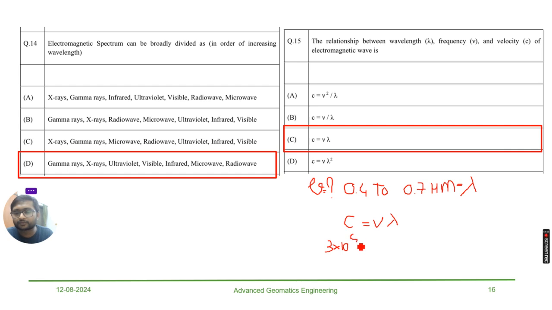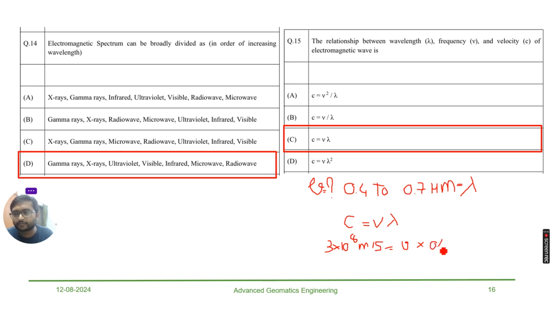So 3 into 10 to the power 8 meter per second. So you have to convert the unit properly. Then after, the wavelength is in micrometer, so you have to convert it into meter. So we will be same here, and then here you have to write 0.4 and then 0.7.